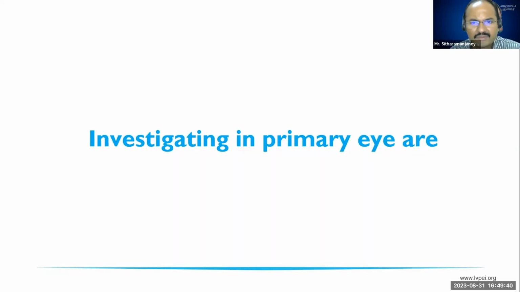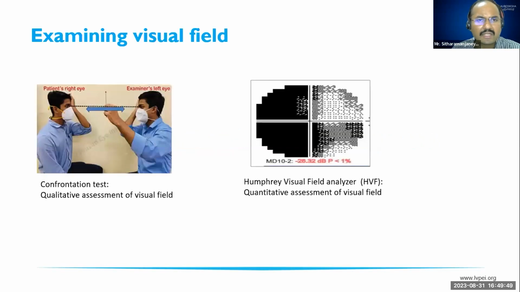Now, in a couple of slides, I'm going to discuss briefly how to investigate sudden loss of vision in primary eye care. Along with your comprehensive examination, from history to slit lamp and applanation tonometry, the additional tests you have to perform begin with measuring the visual field. In primary eye care, I don't think you have a visual field analyzer, but you can measure the visual field with the confrontation test. This test will give you a gross idea of visual field defect.